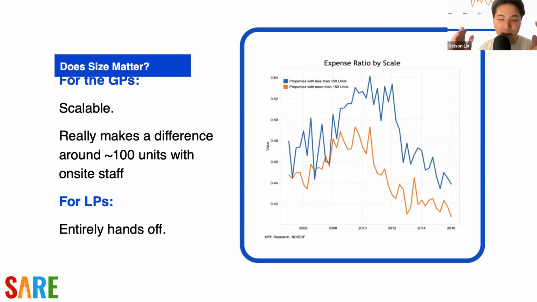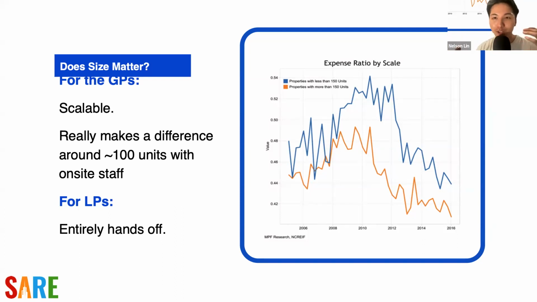It's a random number they just picked, but you can see very quickly here that properties with less than 150 units have a higher expense ratio. And what does that mean? It just means their costs go up because you have a smaller building. That's it. Your maintenance goes down once you have more units. Your cost of leasing goes down when you have more units. These are pretty basic principles, right?